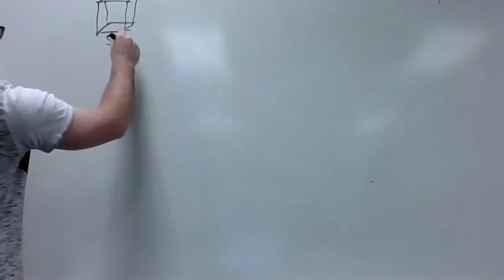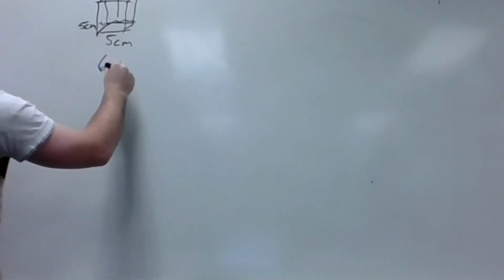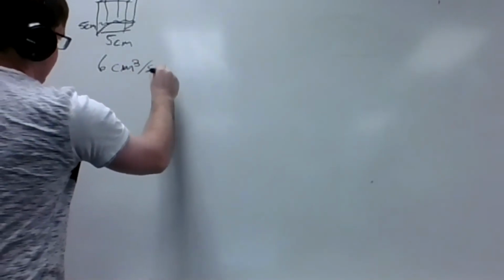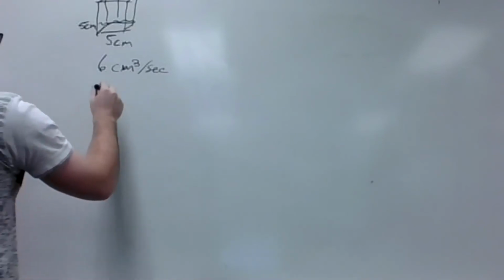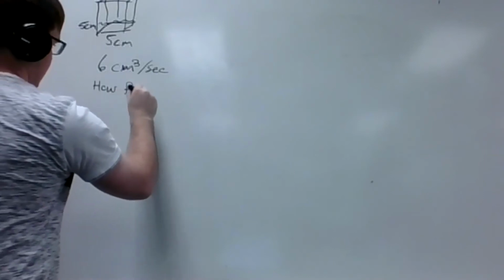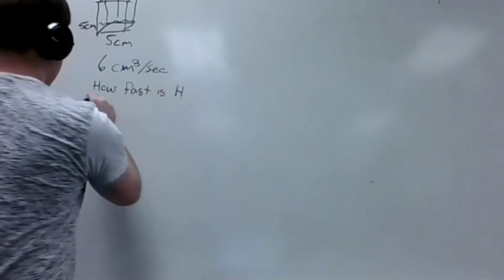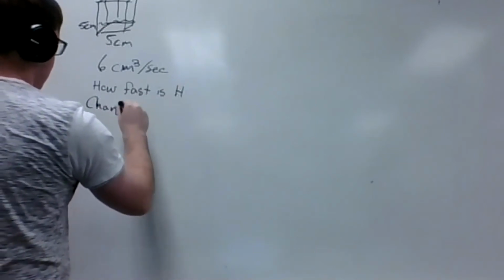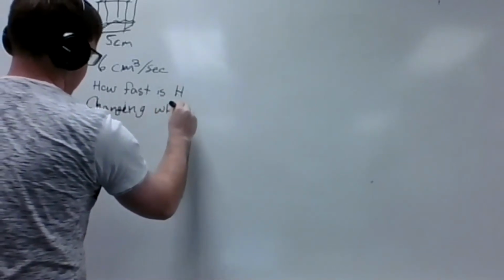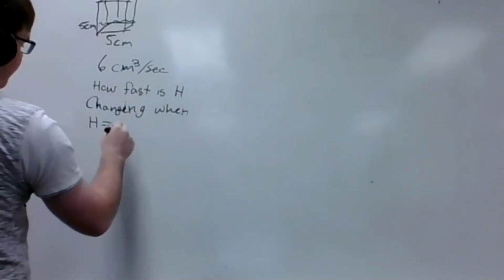Let's say this cube has a square base of 5 centimeters by 5 centimeters. It's kind of a small cube. But let's say that we're pouring water into this cube to fill it up. And we're pouring at a rate of 6 centimeters cubed a second. And let's say, how fast is the height changing when h is equal to 4 centimeters?